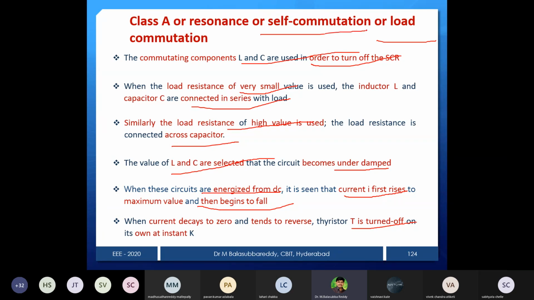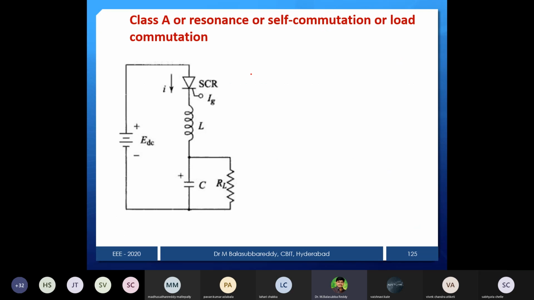Why do we call it self commutation? Automatically, the instant point K is reached, at that instant the thyristor current is going to be naturally zero. And the circuit is an RLC circuit. That's why, being resonant in nature, we call it resonance commutation. So all these are the different names.